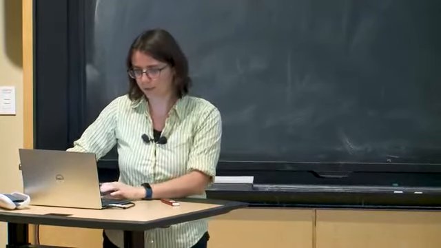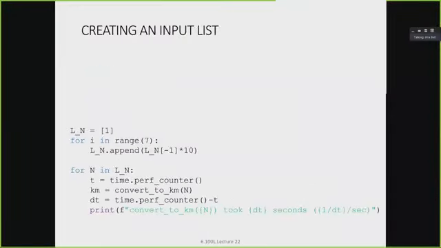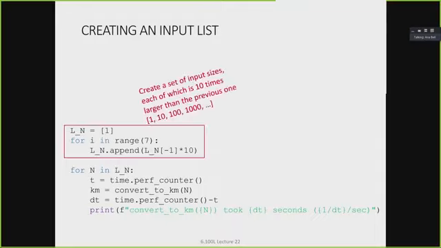So this is our code. These are the 2 functions. Before we go on, let me just show you how we're creating the inputs. Just like before, we're creating a list of all of the different inputs we're going to run the function with.